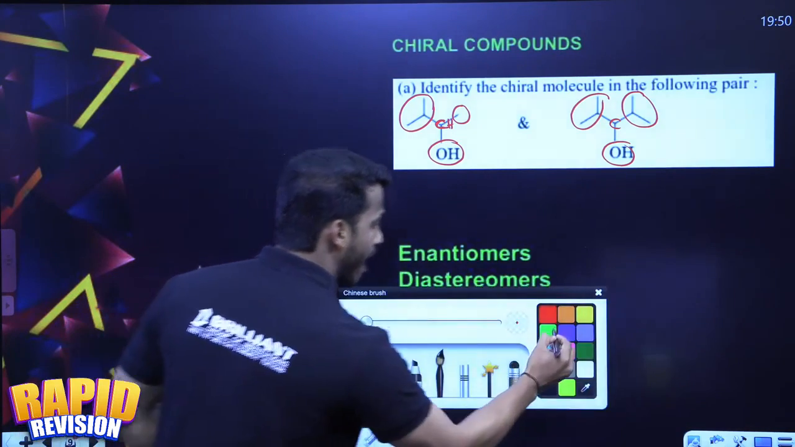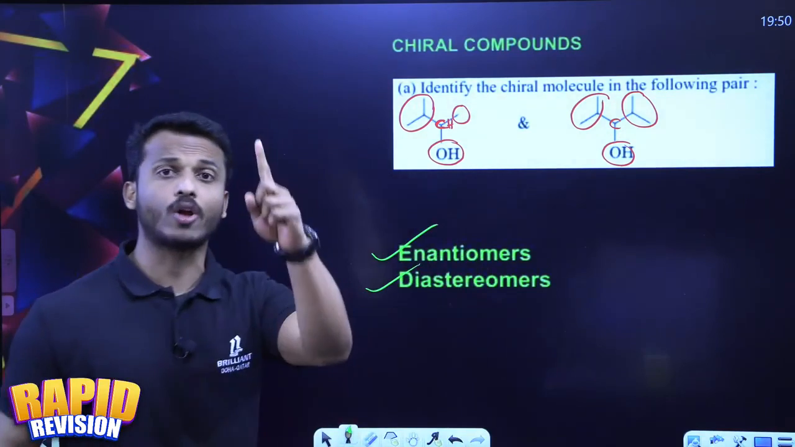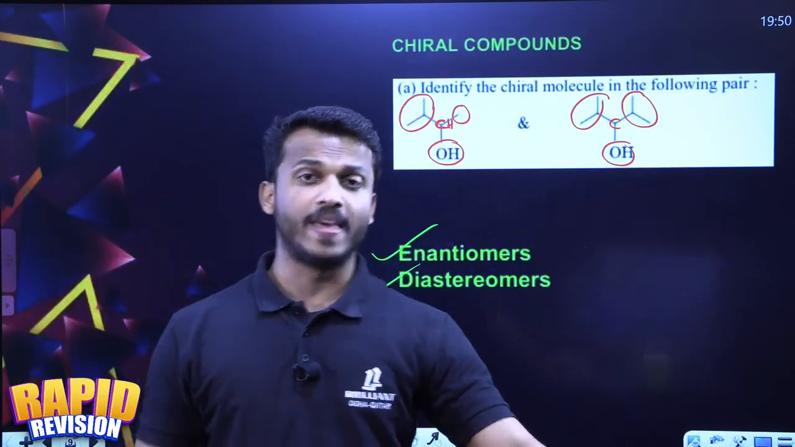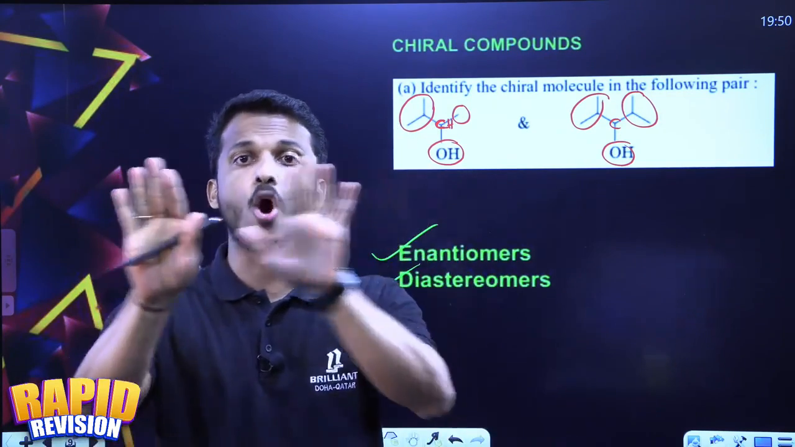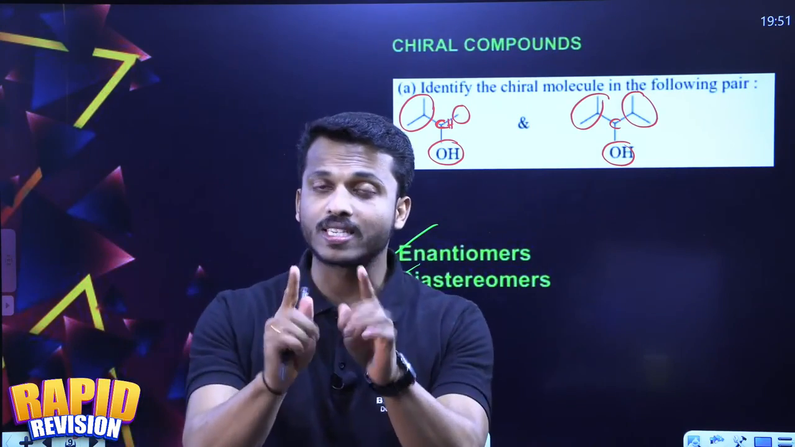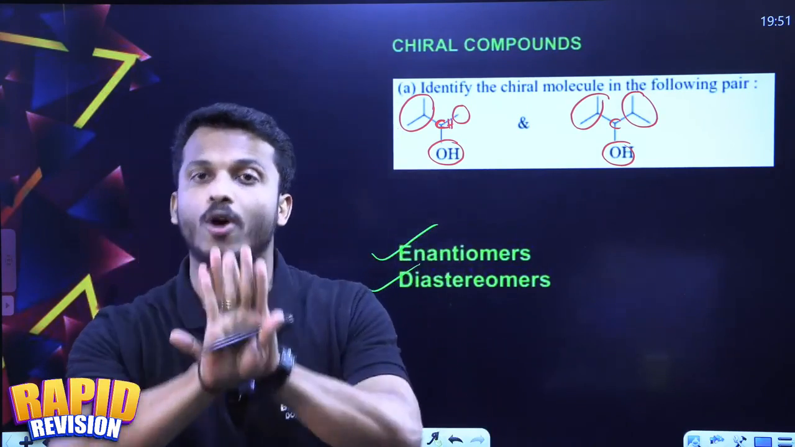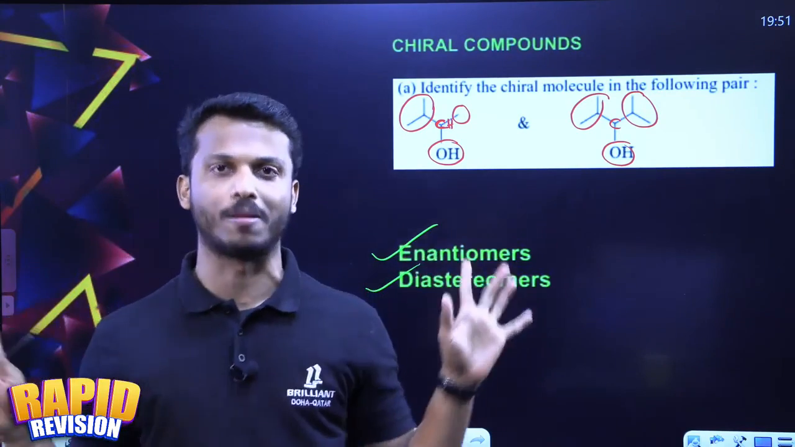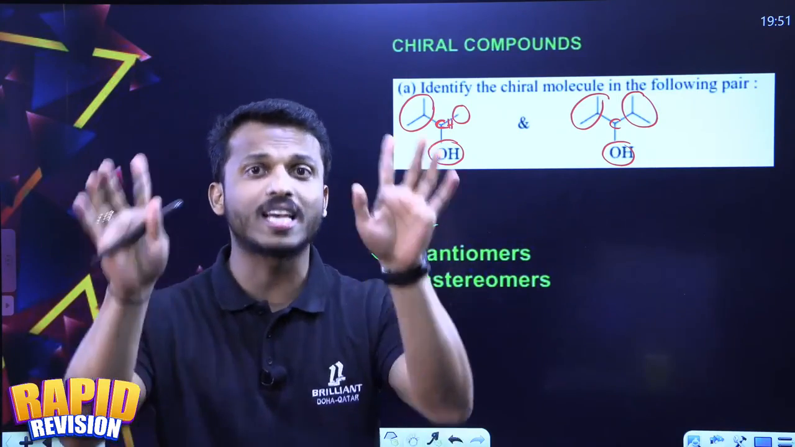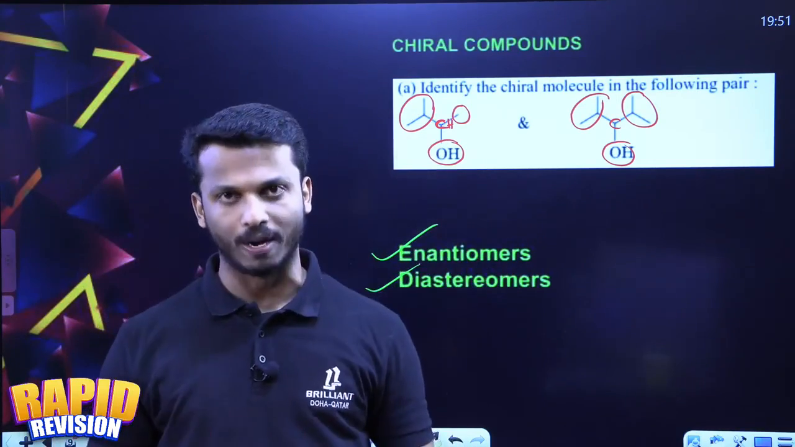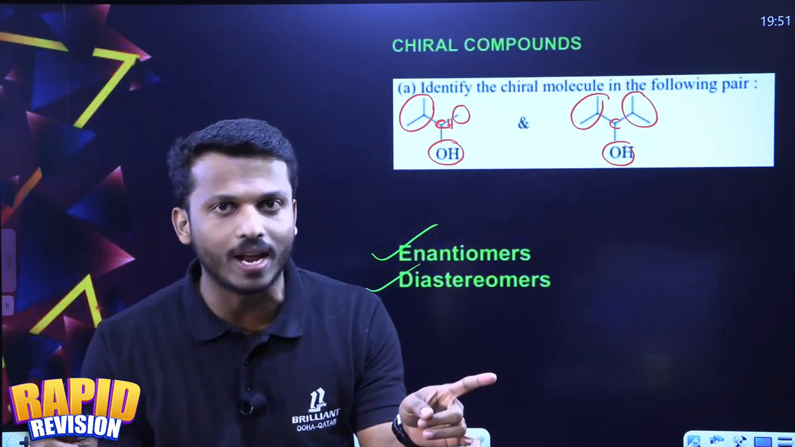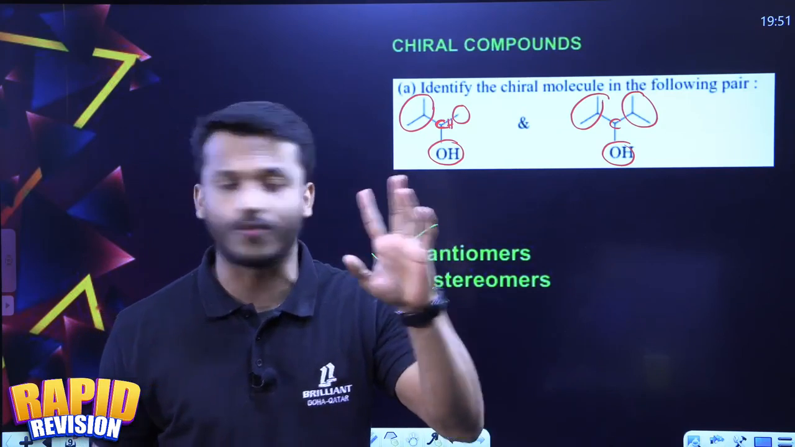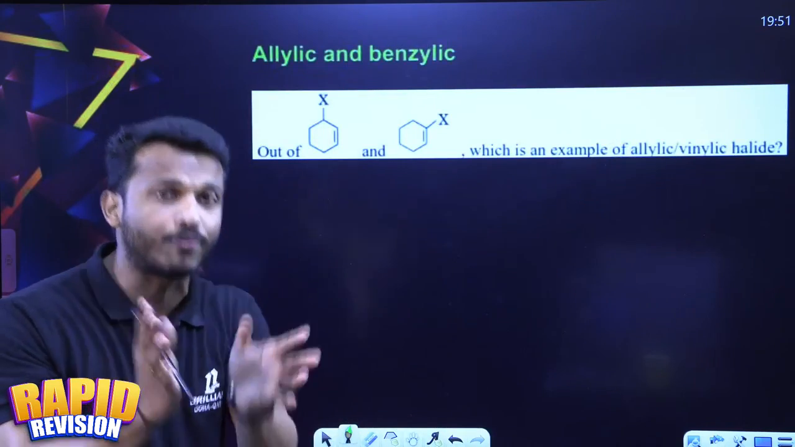And what about enantiomers and diastereomers? Keep in mind, all of you, enantiomers are mirror images, but non-superimposable. Whereas diastereomers are neither mirror images nor superimposable. Please remember that definition, all of you.